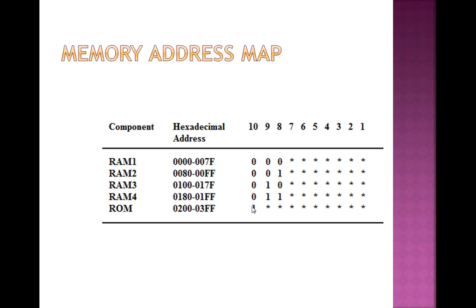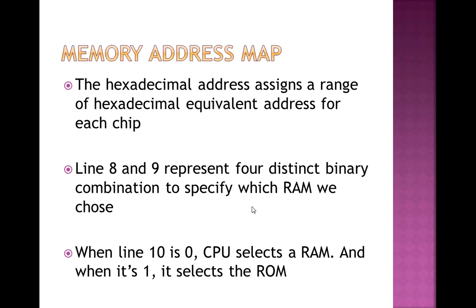This is the memory address map that shows the pictorial representation of the assigned space for each chip in the system. We have discussed the memory address map. This is the diagram, or the table, for the memory address map.